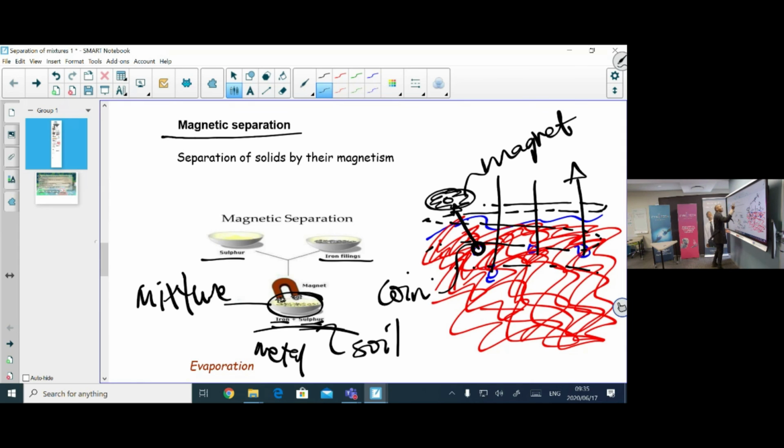And that's magnetic separation. We are separating solids by virtue of their magnetism. Are they magnetic, or are they not magnetic? And in them being magnetic or not, we can thus separate them into those that are magnetic and those that are not by placing a magnet over our mixture.